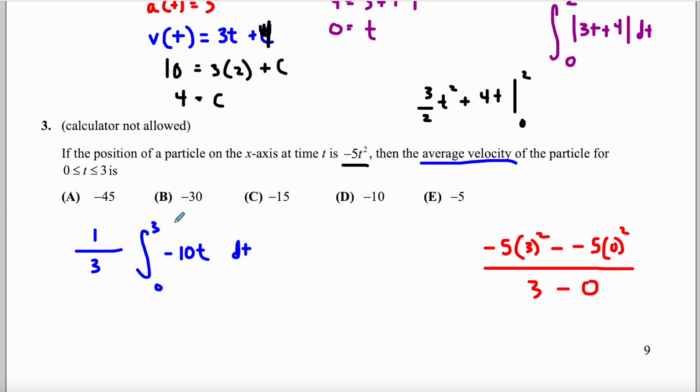Now coincidentally, this math ends up being pretty much the same math as over here. So you can see that over here I end up with negative 45 over 3. And if I went through the same process over here and integrated it, I'd end up in the same boat. I'd have negative 5t squared integrated. I'd plug in my 3, plug in my 0, and subtract, and then take 1/3 of it, which again mathematically is the same thing as the red stuff over here.